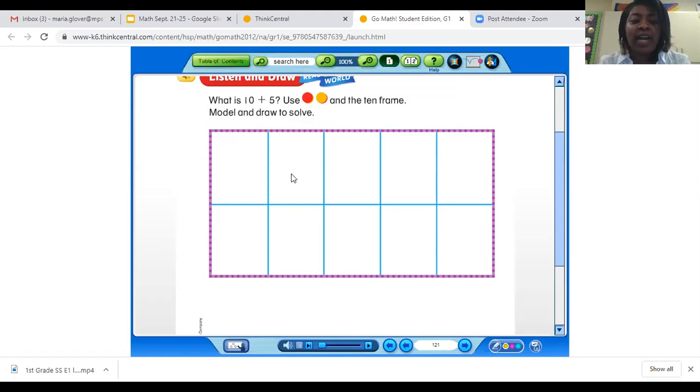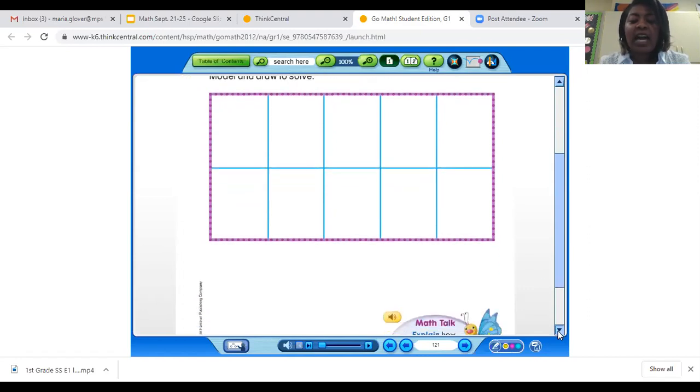So the 10 red apples are each in a frame, and she has 5 yellow ones that are not in the bag. So I'm going to put them here. 1, 2, 3, 4, 5. All right. So how many apples does Ollie have in all? So I know there are 10 here, 11, 12, 13, 14, 15. All right.